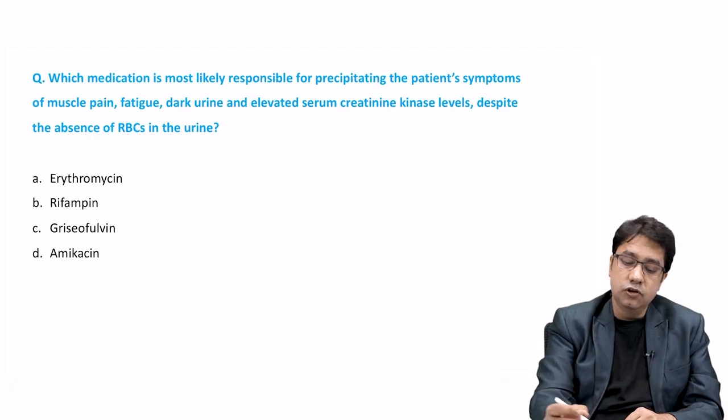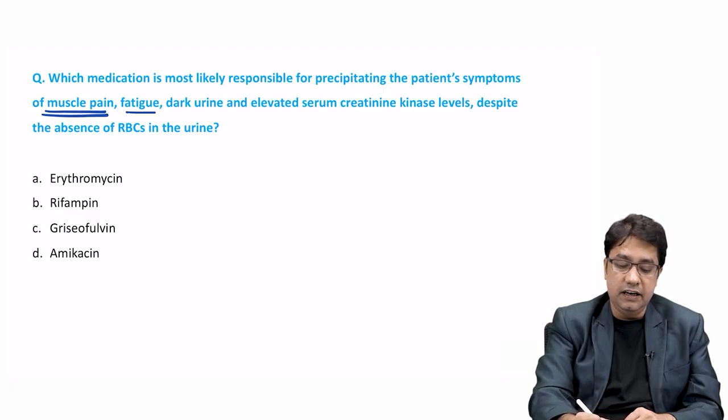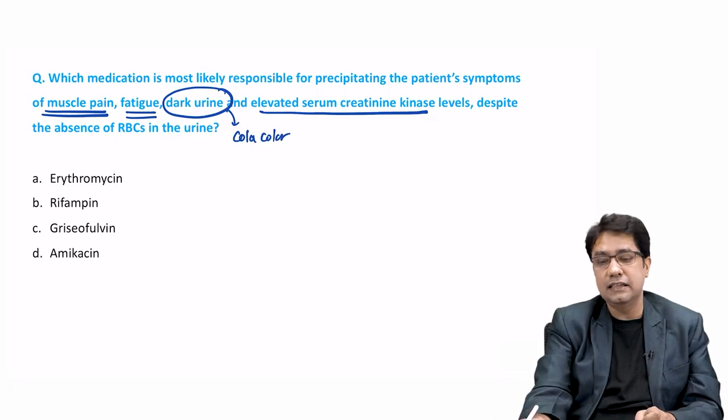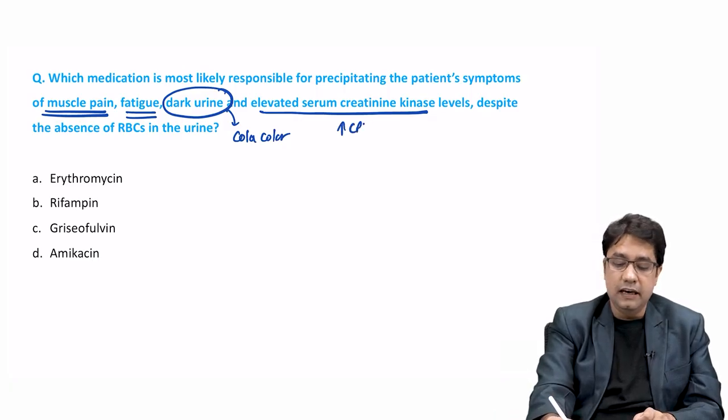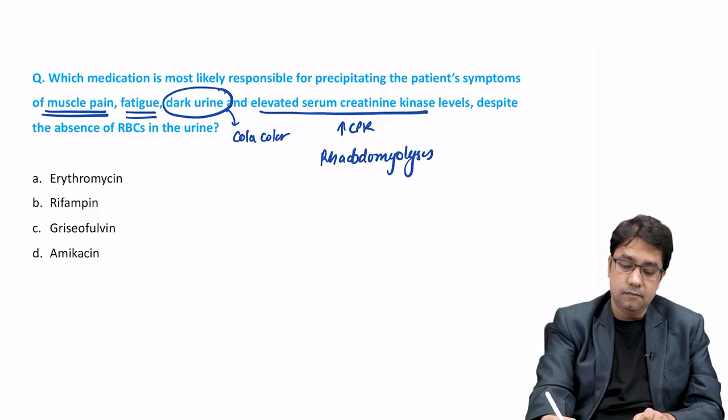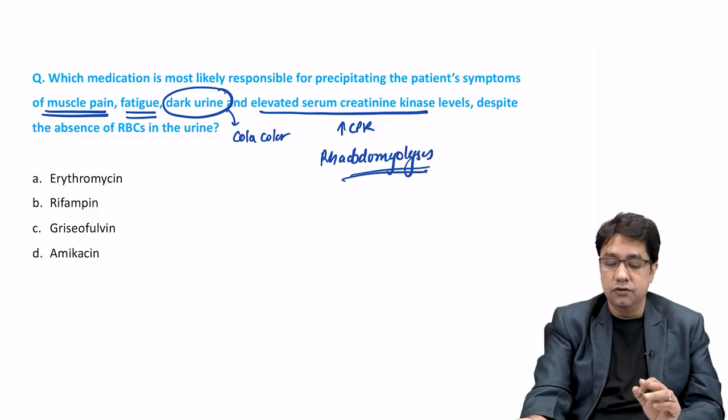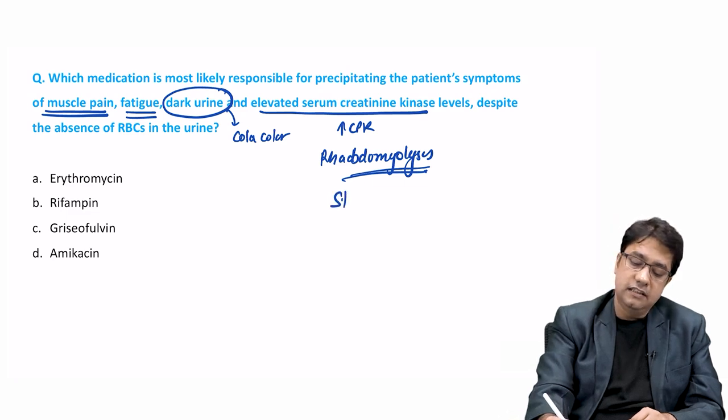A medication most likely responsible for precipitating patient symptoms of muscle pain, fatigue, dark urine. Can you tell me why dark urine? Cola colored urine. Elevated serum creatine kinase level, CPK level. So can you tell me the patient is suffering from myopathy or rhabdomyolysis? Agreed? So which drug? Rhabdomyolysis we know is seen with statins.